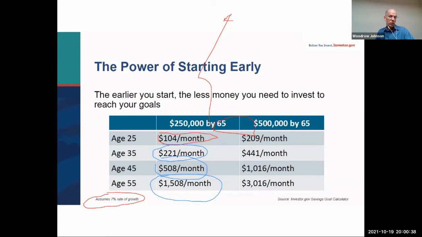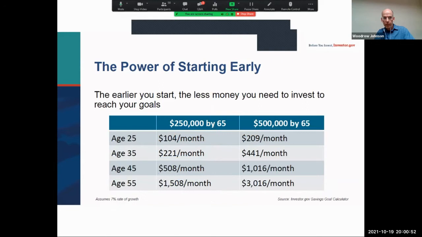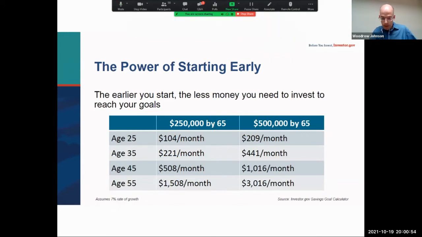Number 1. Number 2, by all means, tell your kids about it. Tell your grandkids. Help younger people to see that time is an asset, and don't waste it. So with that, then, let me go on a little more quickly here.